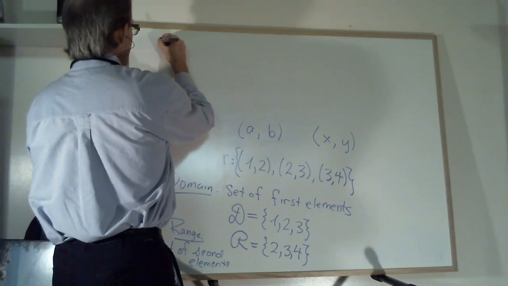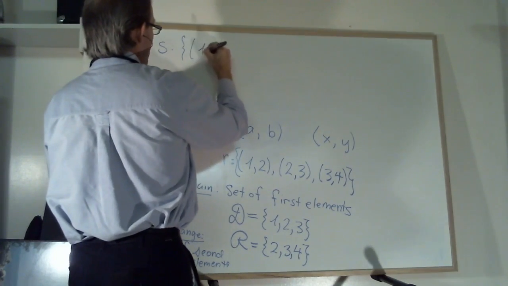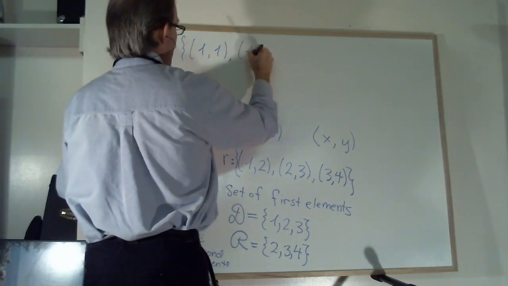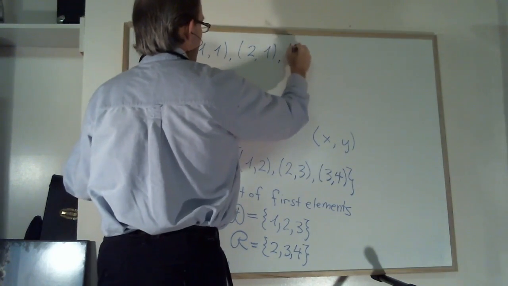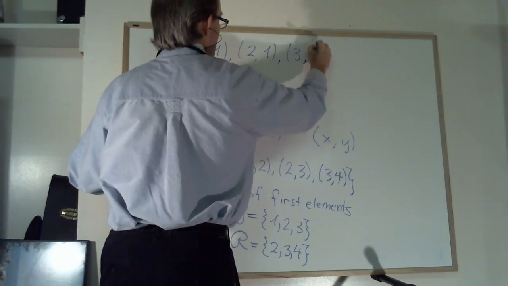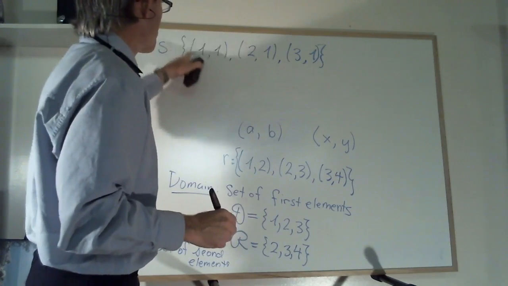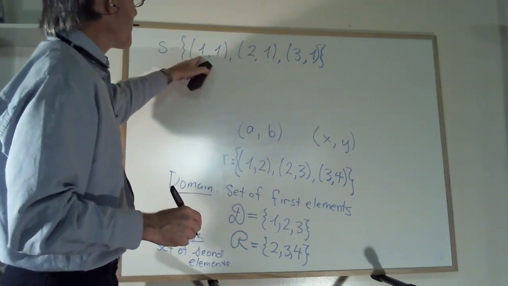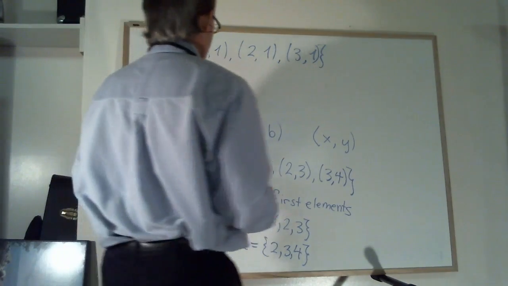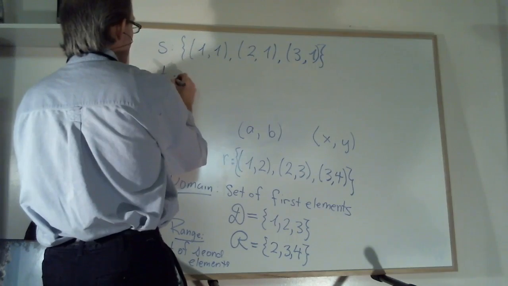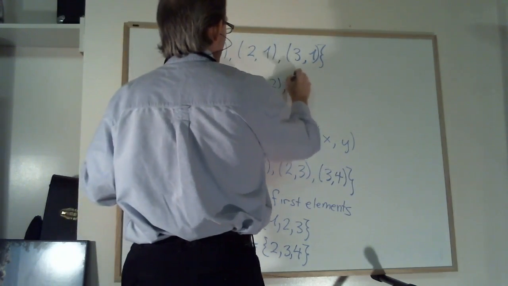Anyway, another example would be S is a relation: {(1, 1), (2, 1), (3, 1)}. Oops, you have to have an open and a closed curly bracket, and these are the parentheses. So this is (1, 1), (2, 1), (3, 1). Or another one would be T: {(1, 1), (1, 2), (1, 3)}.